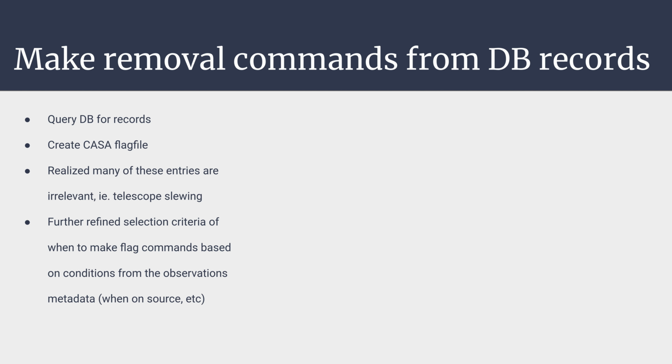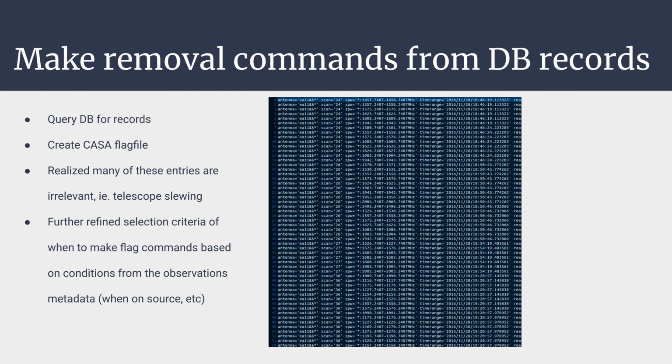The first test was to see if we could use the existing entries in the database to create the flag files that could be imported to CASA. Initially we grabbed all the entries for an observation, but this resulted in thousands of flags, and not all of them were useful, such as when the telescope is slewing between objects and positions.